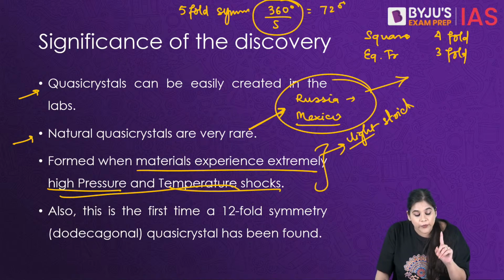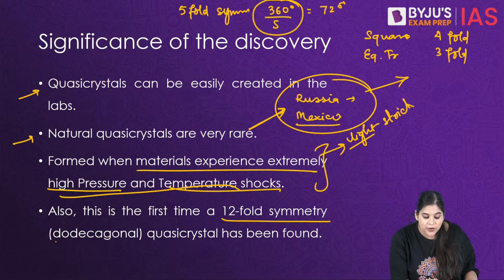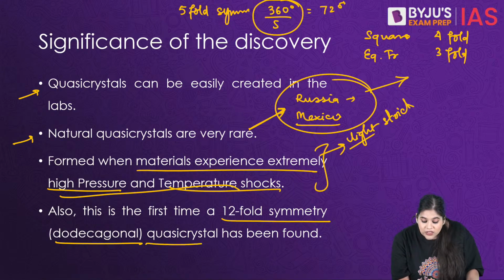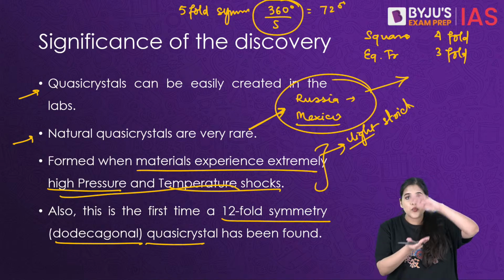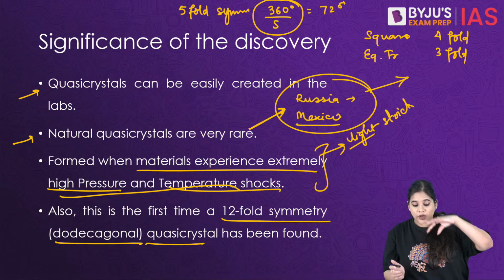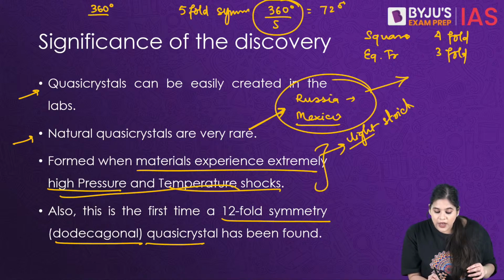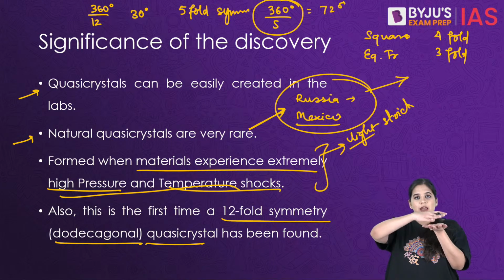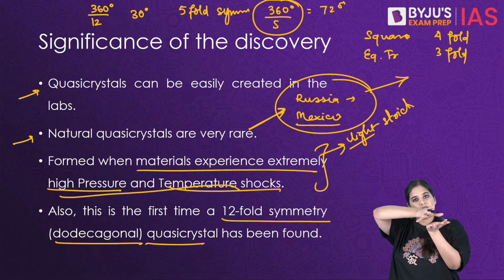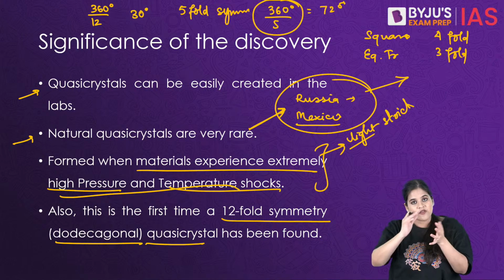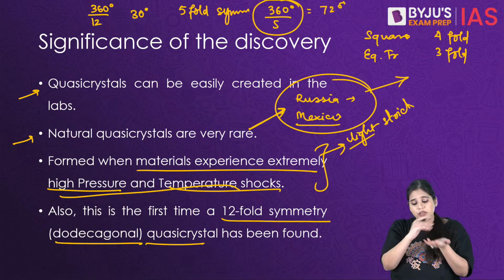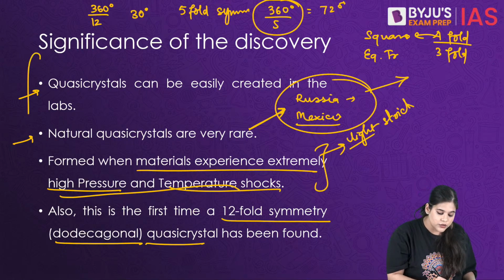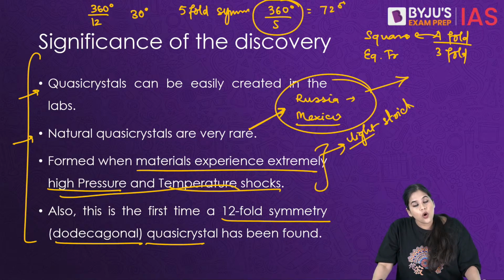This is the first time that we have found a 12-fold symmetry or dodecagonal quasi crystal that can be superimposed upon itself if rotated by 360 divided by 12 degrees, that is 30 degrees. So a part of it can be superimposed over itself when rotated by 30 degrees. 5-fold rotates by 72 degrees. 4-fold or square, rotation by 90 degrees. So these are the reasons why this particular discovery is so important.